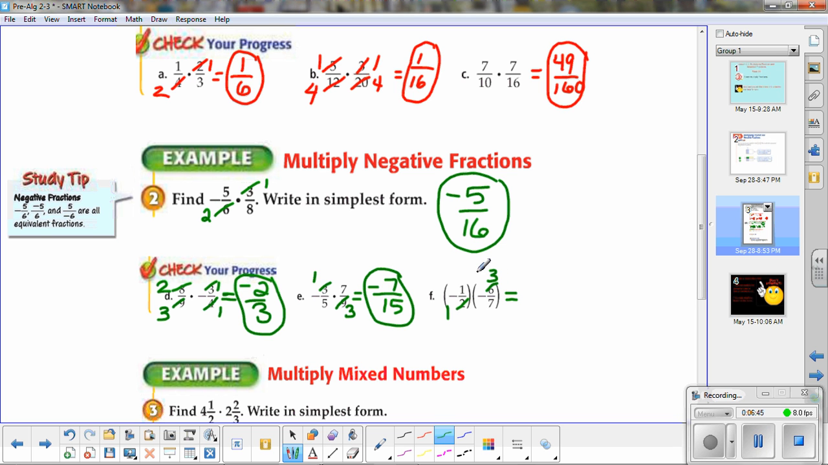Multiply your numerators. 1 times 3 is 3. 1 times 7 is 7. So 3/7 is the final answer.